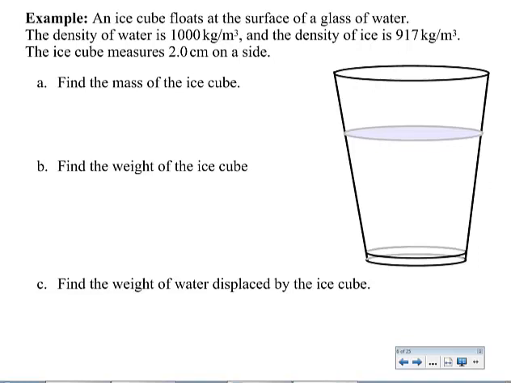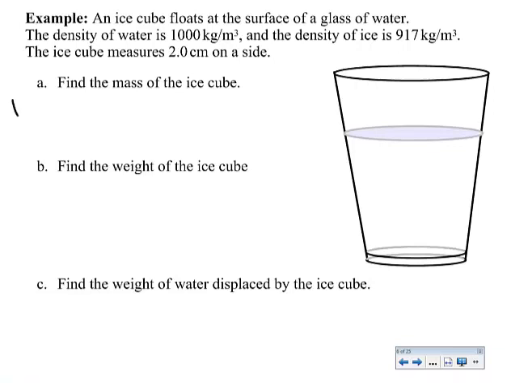Let's do an example. An ice cube floats at the surface of a glass of water. The density of water is 1,000 kilograms per meter cubed, and the density of ice is 917 kilograms per meter cubed. The ice cube measures 2 centimeters on its side. Find the mass of the ice cube.